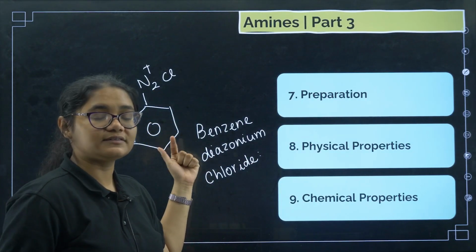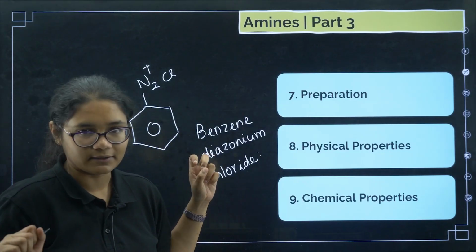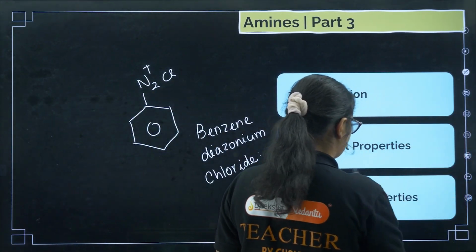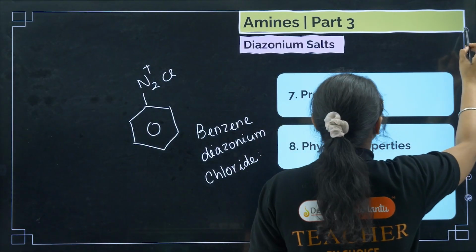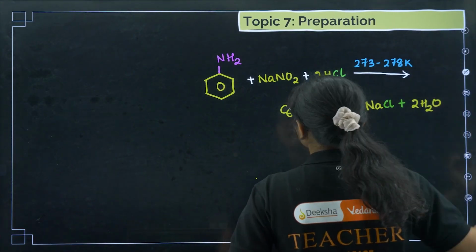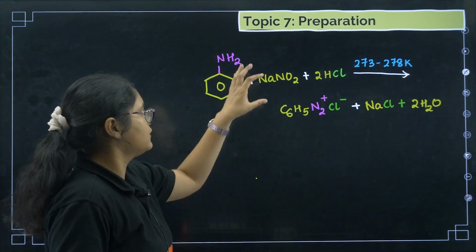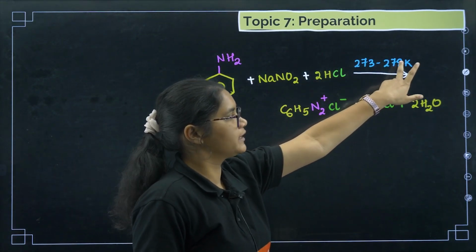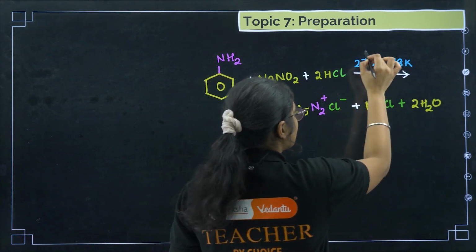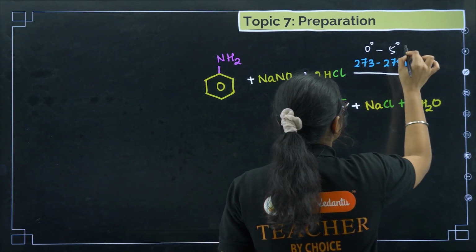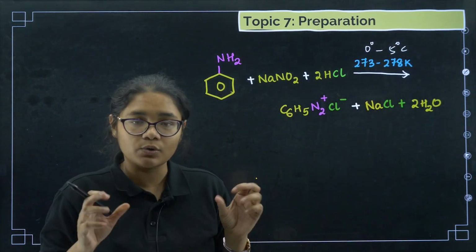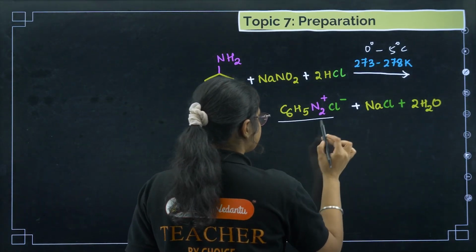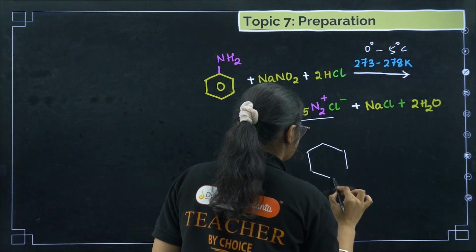But the problem with this compound is that it is not very stable. So first we'll see preparation. Physical properties are very small, chemical properties are a little important. First of all, you can prepare it directly by taking aniline, NaNO2 and HCl. What's the temperature? 0 degrees to 5 degrees Celsius. At such a low temperature it is stable and it is formed. So that is C6H5N2+ Cl-.